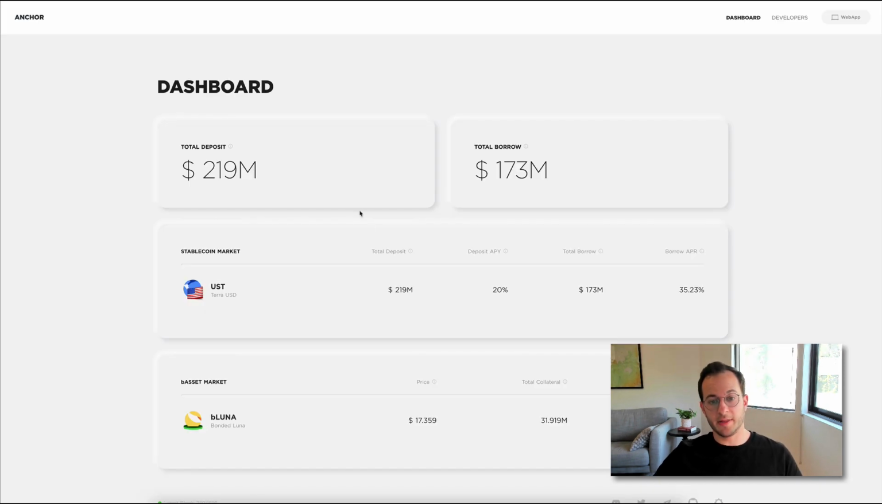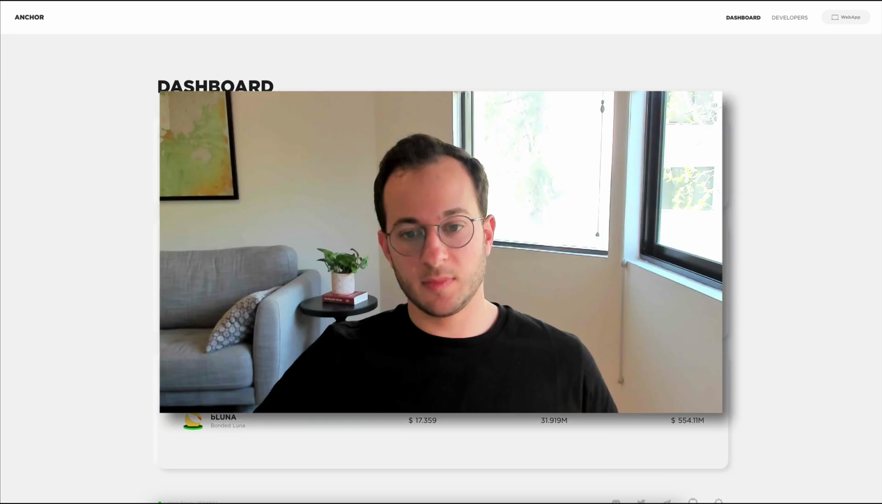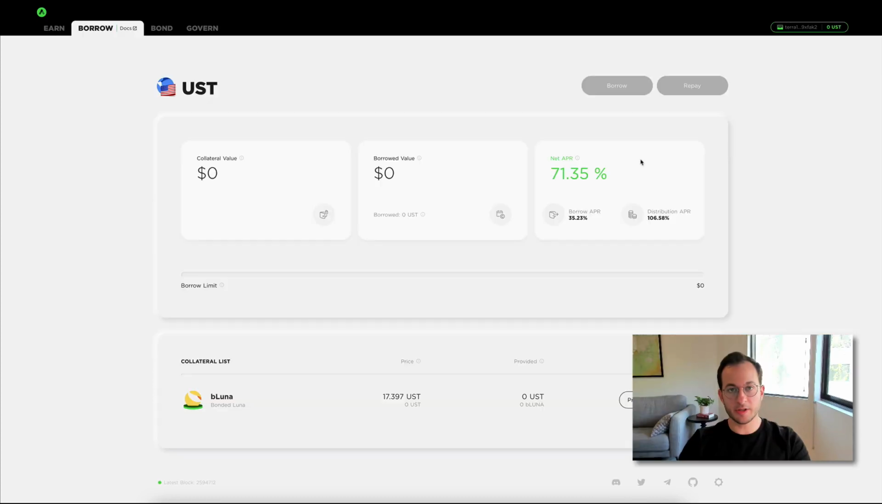So as you can see here on the Anchor dashboard, the deposit APY is currently pegged at 20% and the borrow APR is 35%. So that means currently the Anchor Protocol is succeeding in its goal of delivering a stable 20% APY. Now as you can see on the borrow tab, what's happening is really fascinating.